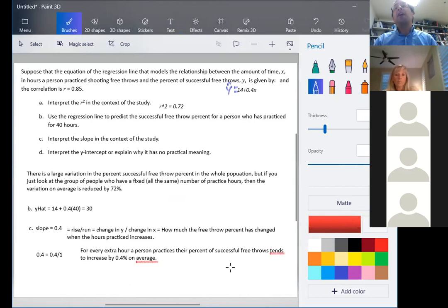Okay. What you cannot say is that if somebody practices 1 more hour, then their successful free throw percent will go up by 0.4. That you cannot say. You also cannot say that if you practice more, then you will have a better free throws percent. You can't say that because those are causation words. So you can say those who practice more tend on average to have a higher free throw percent. That you can say. Any questions on that?